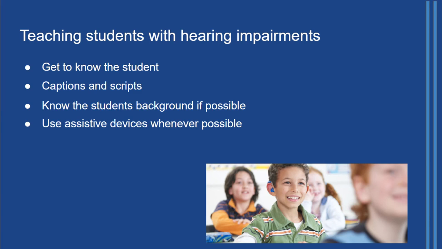Use assistive devices whenever possible. Things such as amplifiers, text-to-speech, mobile devices for texting, and of course, evaluate the environment. Is there a fire alarm that flashes? Seat the student away from chatty students or noisy distractions.